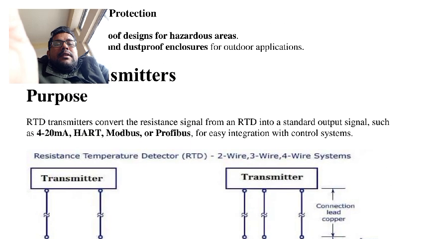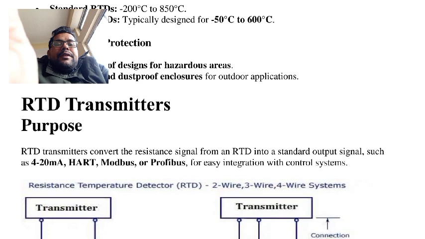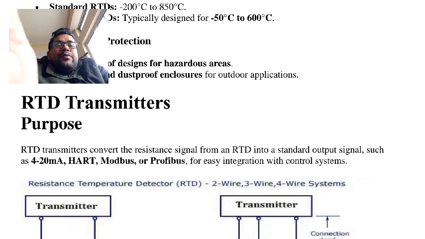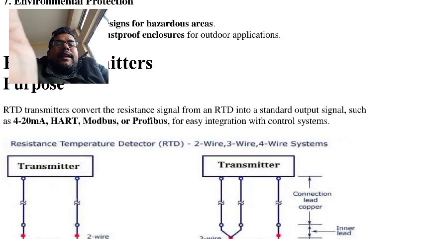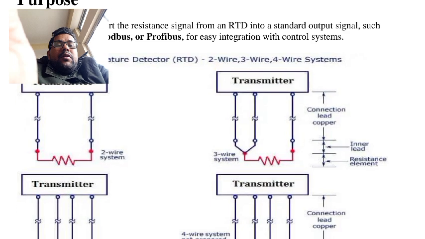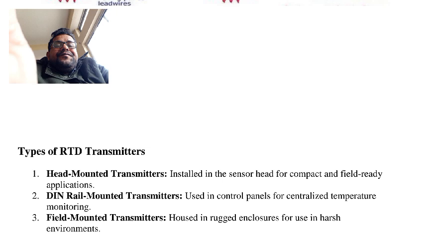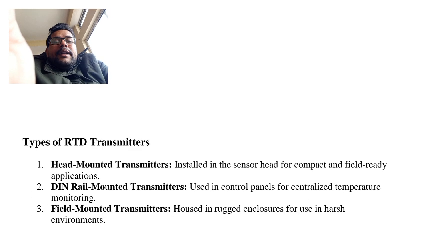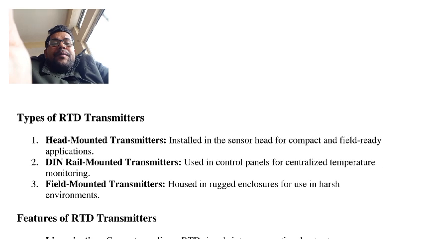So this is the transmitter purpose for RTD. The transmitter converts the resistance signal from an RTD into a standard output, 4 to 20 milliampere, Modbus, Profibus, for easy integration with control rooms. RTD looks like this. Next we will discuss the types of RTD.